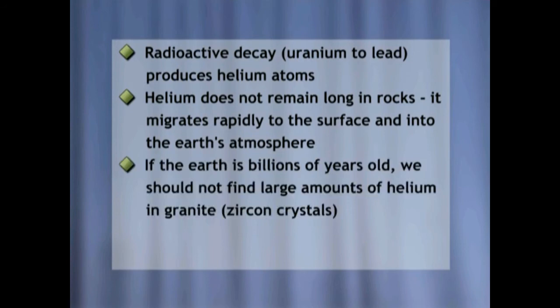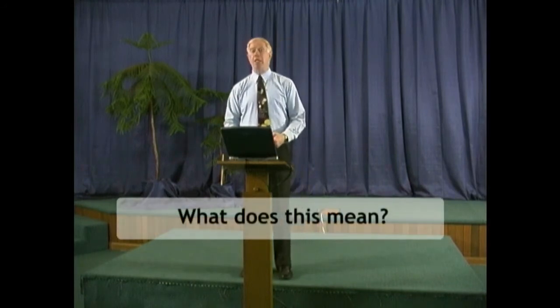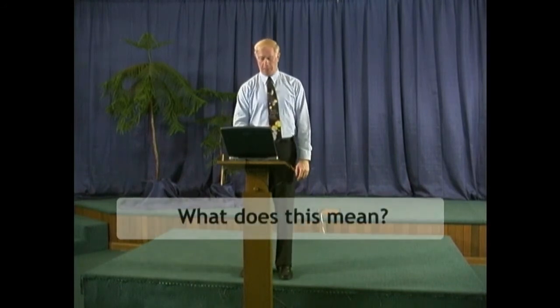Now, if the Earth is billions of years old, we should not find large amounts of helium in this granite, specifically the zircon crystals. It should have all migrated out a long time ago. The problem is, for the evolutionist, that over 58% of this helium still remains in the granite, the zircon crystals. It should not be there. If this Earth is 4.5 billion years old, all that helium should have migrated out a long time ago. So what does it mean that we're still finding so much helium in these granite rocks?